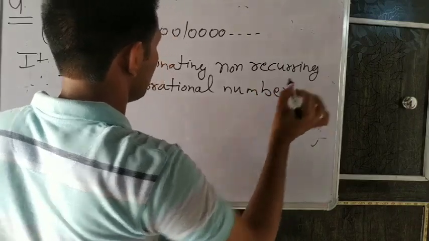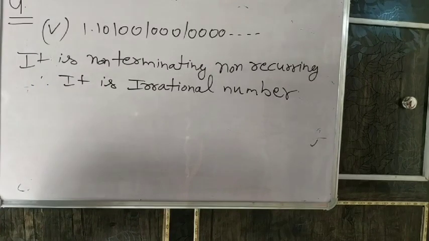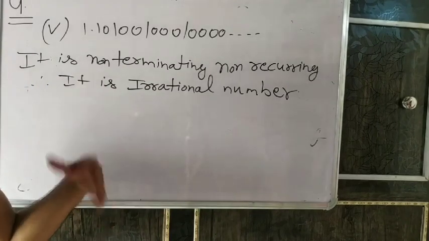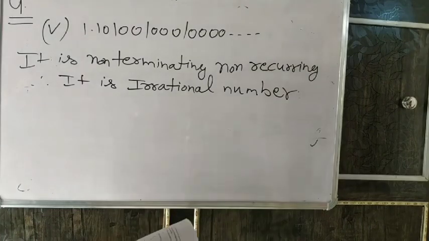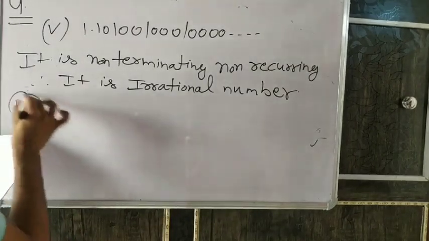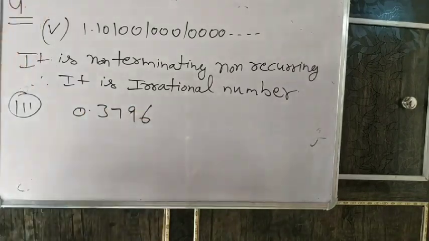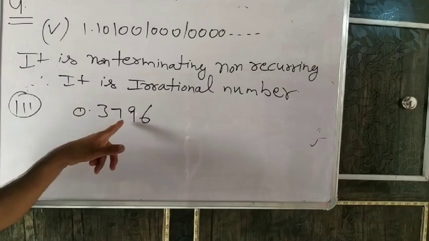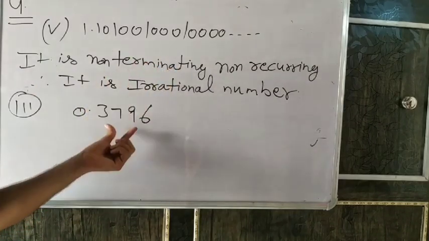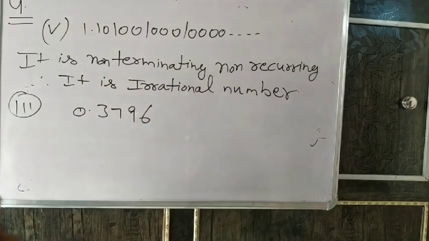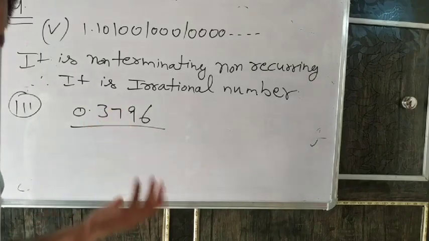Do you understand? So you will write like this. First we write what type of decimal expansion it is: terminating, non-terminating recurring, or otherwise. Next, the third part, 0.3796. What type? Is its decimal finished or not? Yes, it is terminating, and only terminating. So if any decimal expansion is terminating, it is rational.